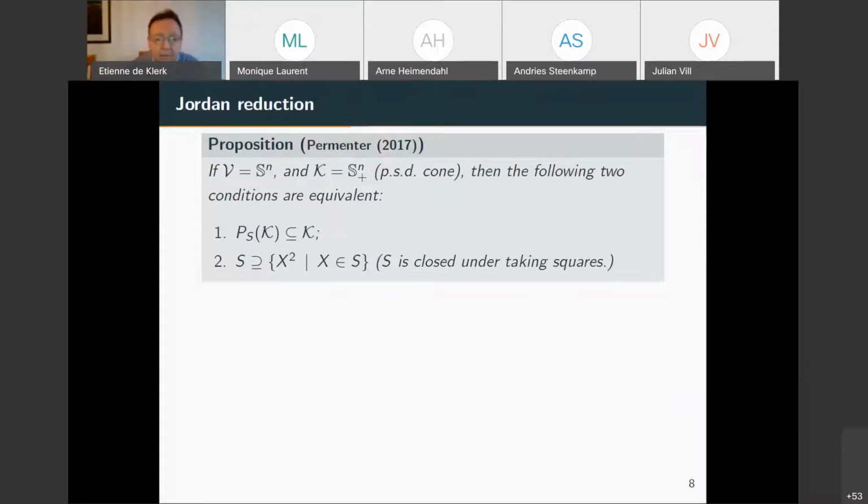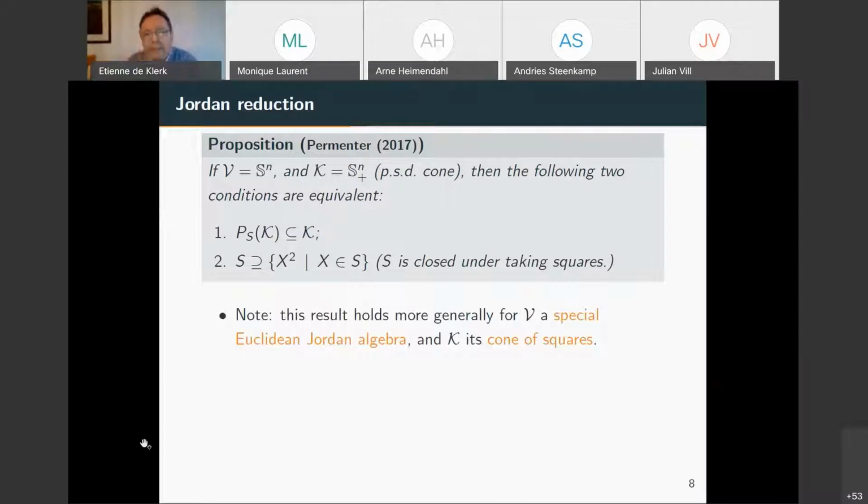I presented the theorem in this way, but it's actually true in a bit more general setting. For this theorem statement we are working with the ambient space being the symmetric matrices, but it also works if we are working in any special Euclidean Jordan algebra and K being its cone of squares.